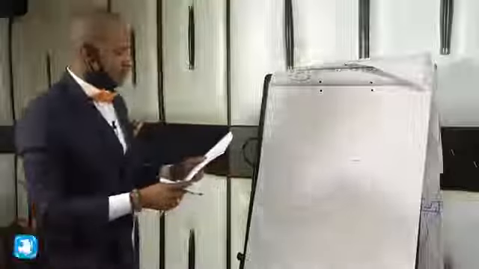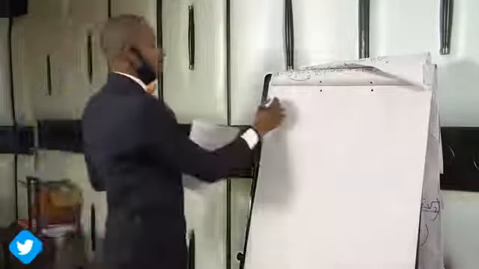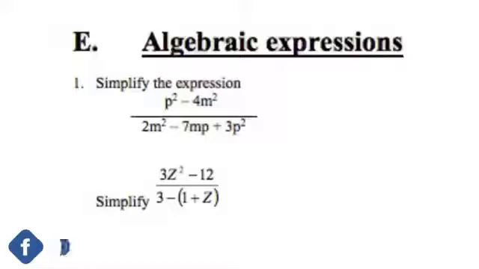We go to algebraic expressions. Question number 9: p squared minus 4m squared, divided by 2m squared minus 7mp plus 3p squared. When we are solving this algebraic expression, you look at the numerator and then you look at the denominator.